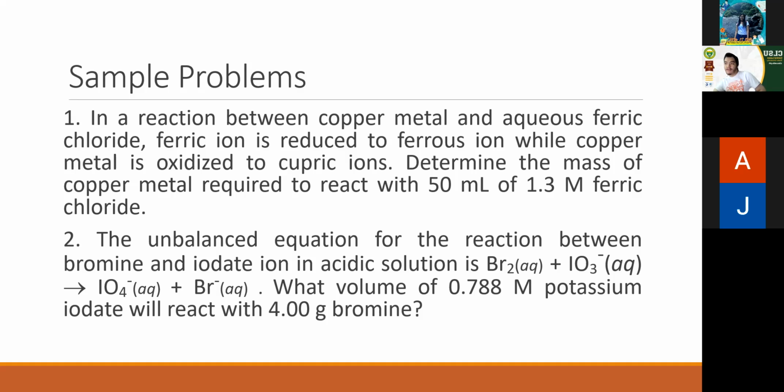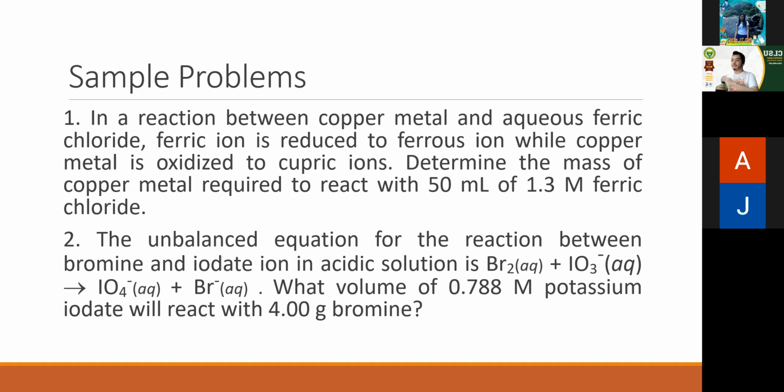So number 1, so in the reaction between copper metal and aqueous ferric chloride, so ferric ion is reduced to ferrous ion, while copper metal is oxidized to cupric ions. So ang tanong, determine the mass of copper metal required to react with 50 ml of 1.3 molar ferric chloride.